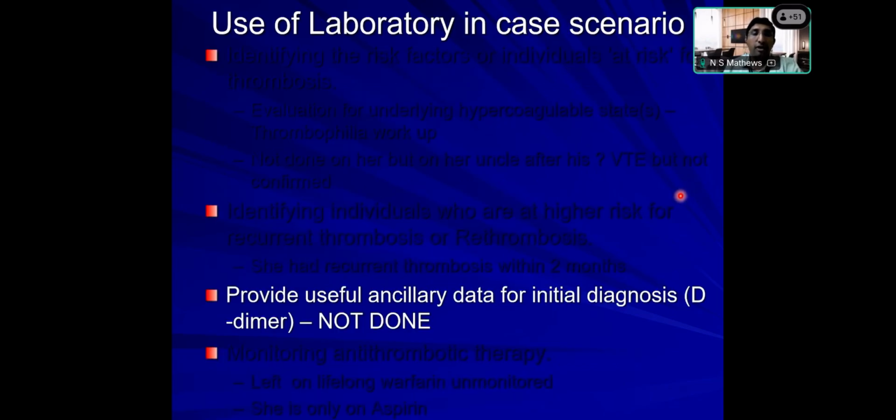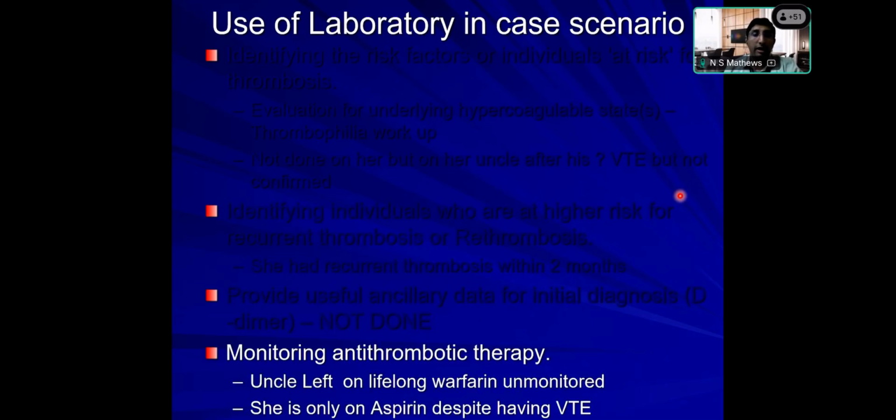So the use of laboratory in this case scenario provides useful ancillary data for initial diagnosis. In this case, there was no laboratory data that was given. We just went by radiology, so that was not done. Monitoring antithrombin therapy, two mistakes here. The uncle was left on lifelong warfarin, unmonitored, and our case is only on aspirin despite having a venous thromboembolism.